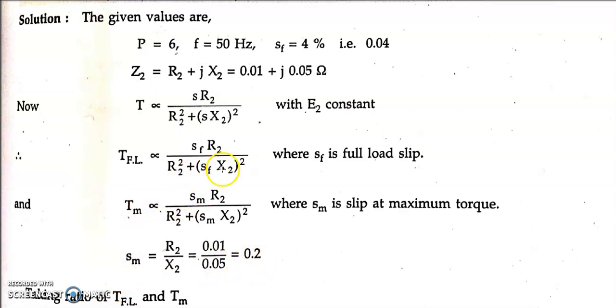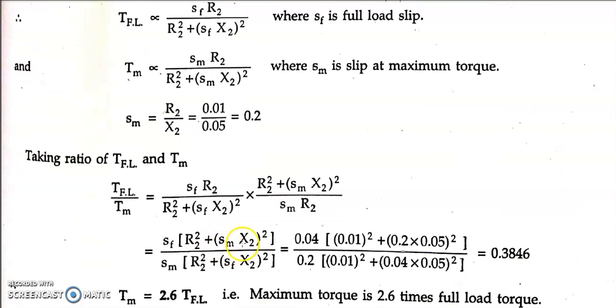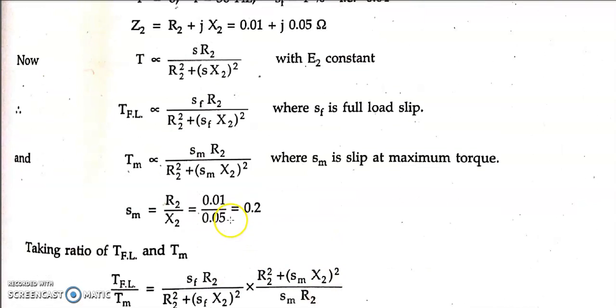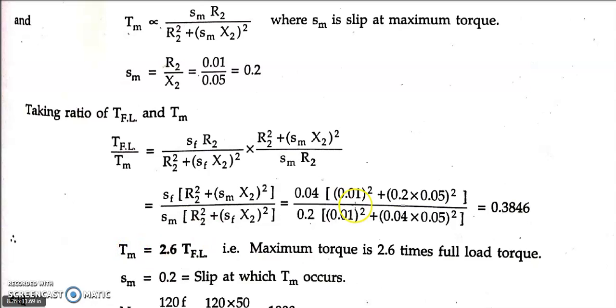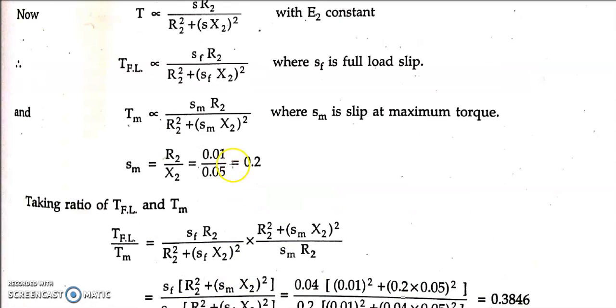Once you know that, substitute back into these two formulas and divide one by the other. Rather than doing it like this, you can just calculate by substituting here as well as here. We will get the values, then divide one by the other, T_FL by T_M, and finally you can write T_M in terms of T_FL. So maximum torque is 2.6 times the full load torque. That is the answer. Directly substitute here to get the T_FL value, substitute here to get the T_M value, then divide T_M by T_FL and cross multiply T_FL to the other side. You'll get maximum torque in terms of full load torque.